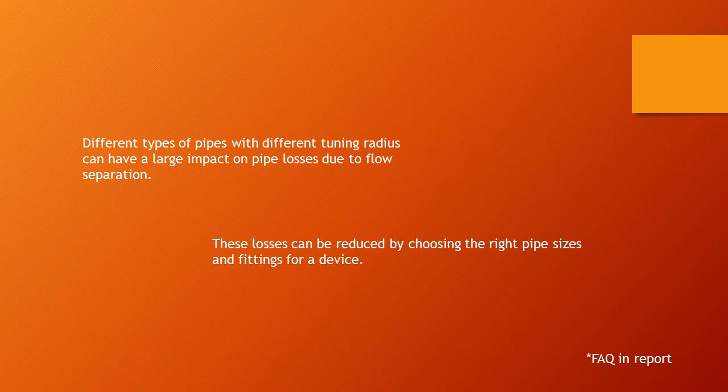Next, we can say that different types of pipes with different turning radius can have a large impact on the pipe losses due to flow separation. And we can say that these losses can be reduced by choosing the right pipe sizes and fittings for a device. And that is all from me as a conclusion.